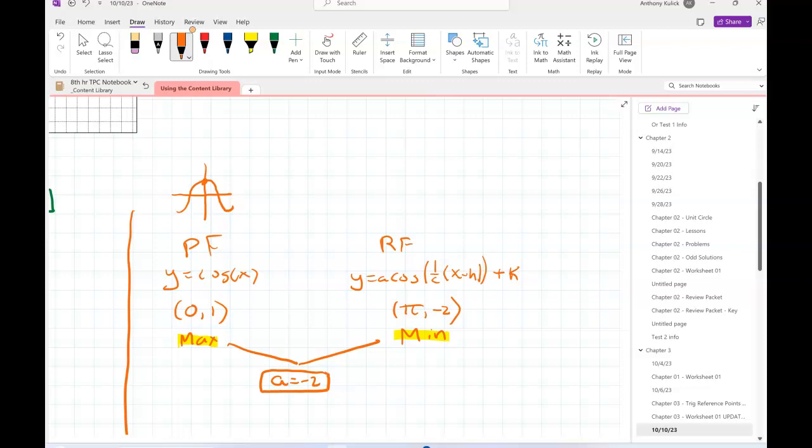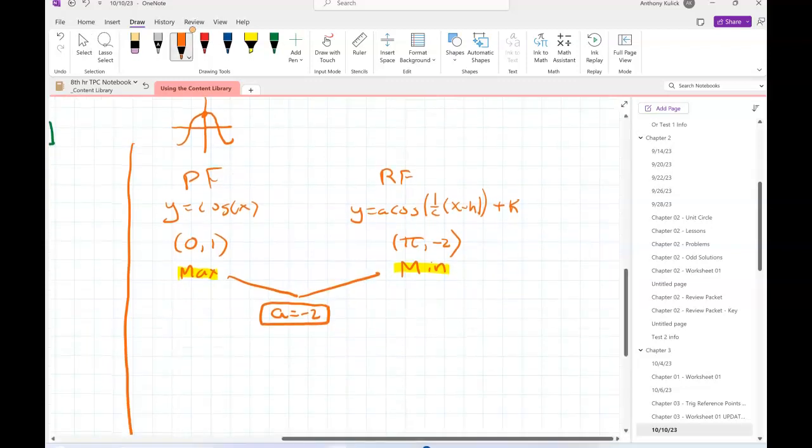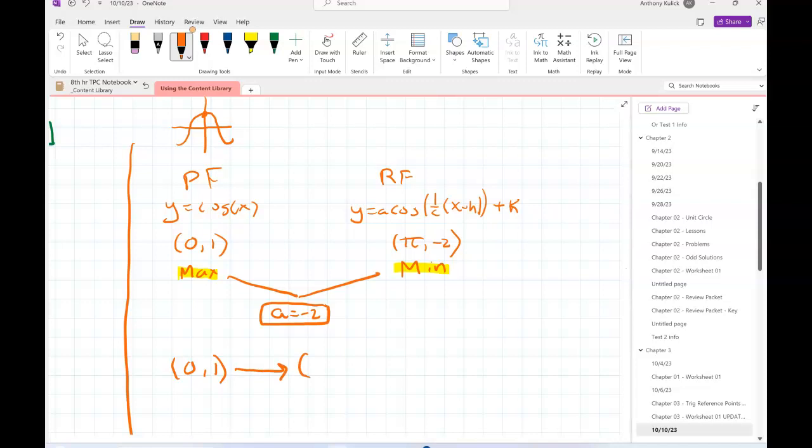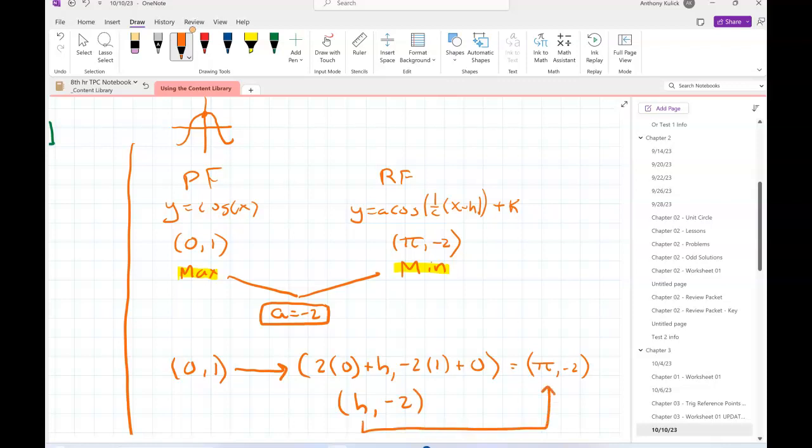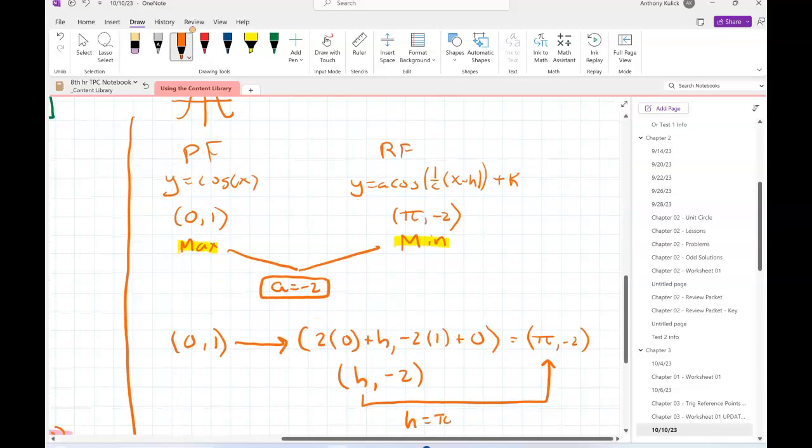And then I'm going to draw the same function map to figure out my h. So 0, 1 is going to map to c times x plus h, a times y plus k, and that needs to come out to be pi comma negative 2. Well, 2 times 0 plus h, that's just h. Negative 2 times 1 plus 0 is just negative 2. So my h has to be pi.